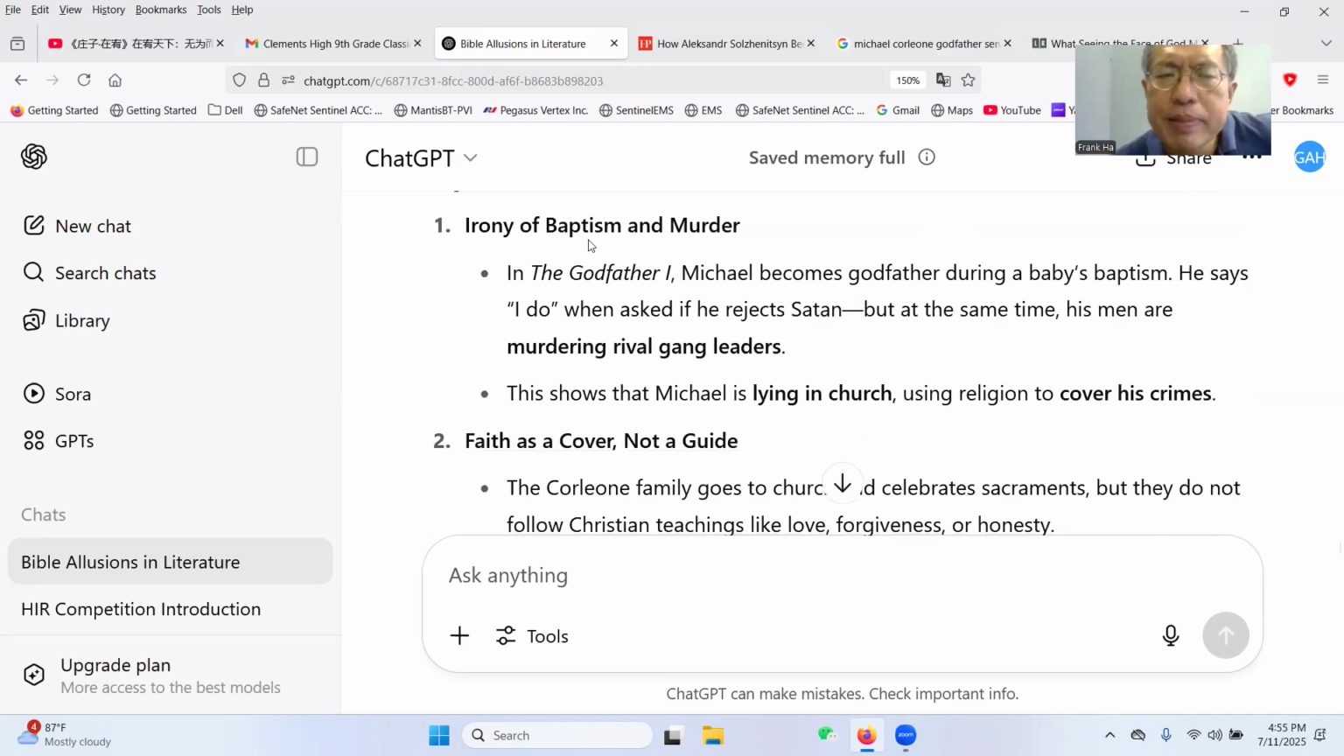Go. Irony of baptism and murder. Daniel, your turn. Irony of baptism and murder.